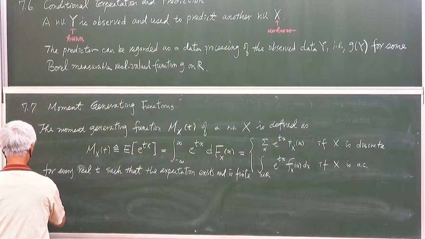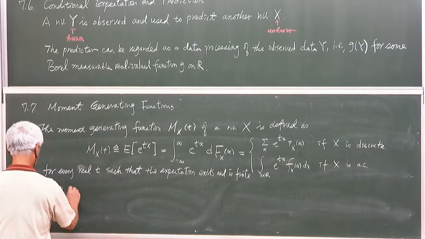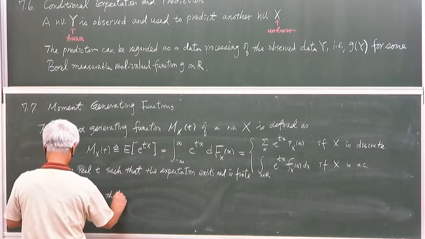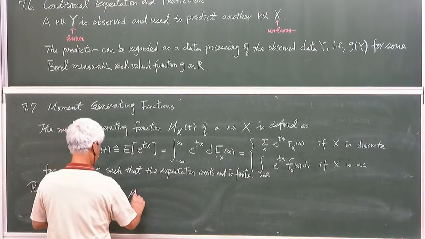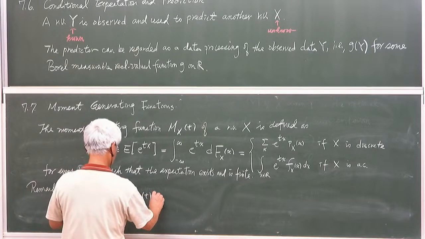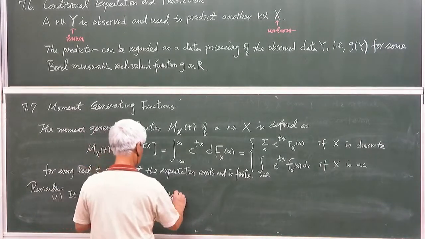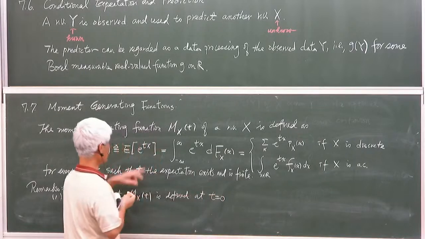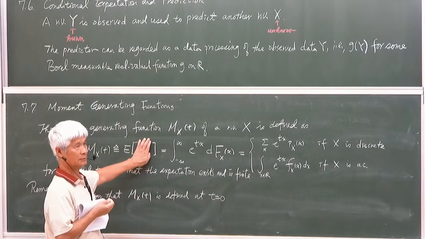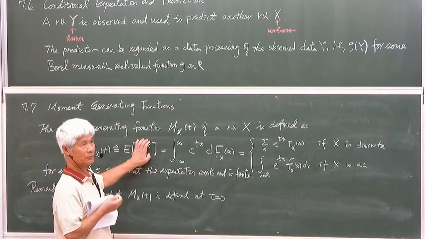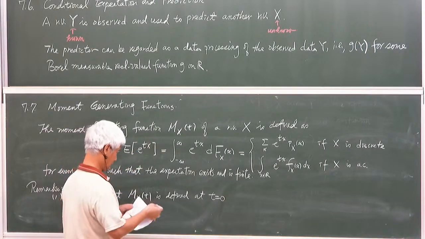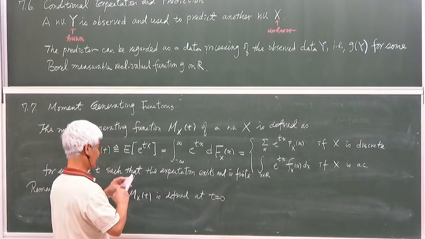Now, there are some remarks before we go. The first one is that it is clear that the moment generating function is defined at t equal to 0. Why? If t equals 0, this is 1. So the expectation of 1 is equal to 1. So it always exists, and there is no question about that.